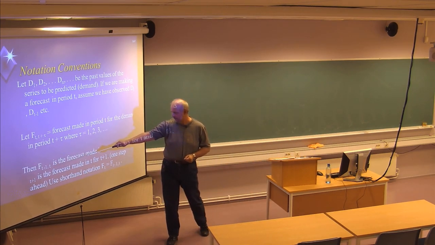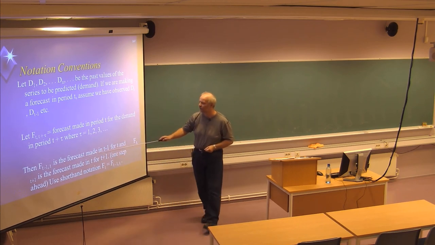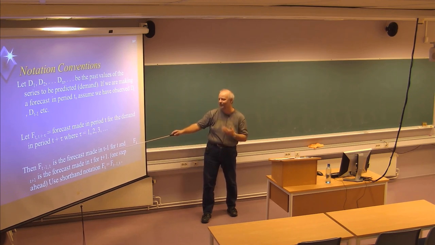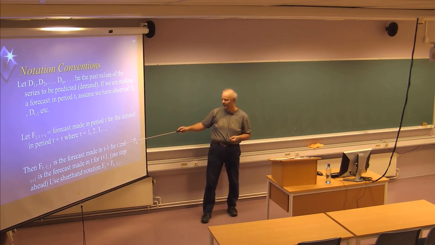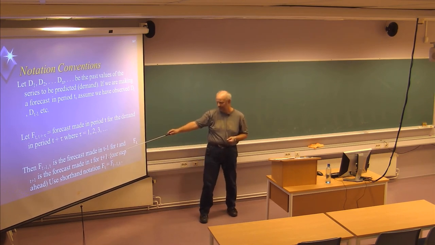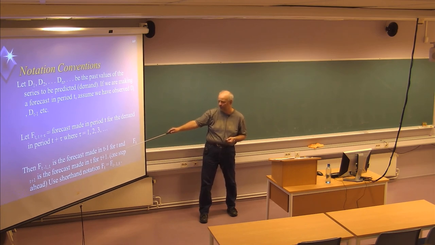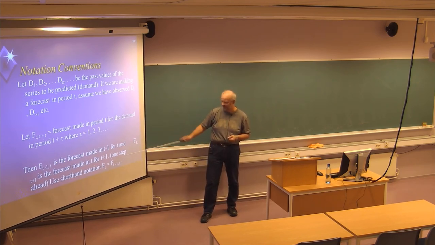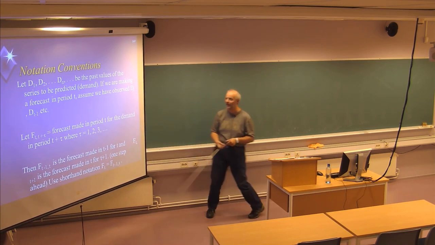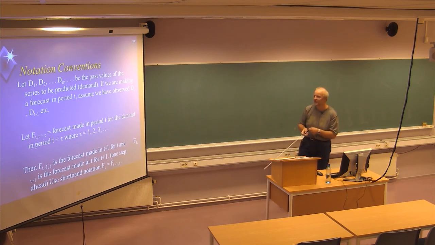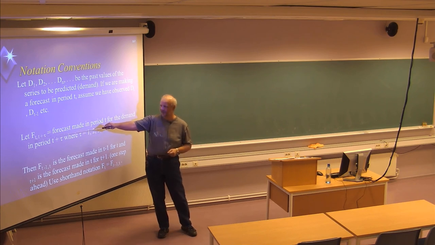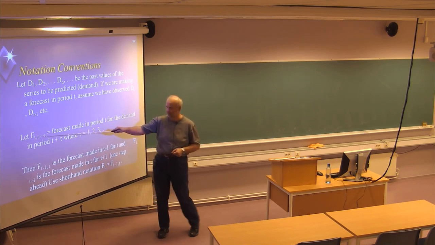So here, the F of T minus 1, T is the forecast made in period T minus 1, a previous time period, for period T. And then T plus 1 will be the forecast made in T for T plus 1, one step ahead. So this is the notation used here. The capital D is the actual historical demand, and the capital F is the forecast. And you can also read from the indexes here which period the forecast is made in and for which period you are making a forecast.